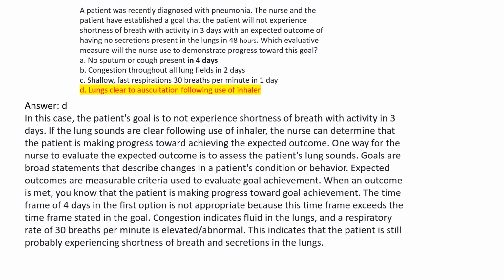Congestion indicates fluid in the lungs, and a respiratory rate of 30 breaths per minute is elevated, abnormal. This indicates that the patient is still probably experiencing shortness of breath and secretions in the lungs.